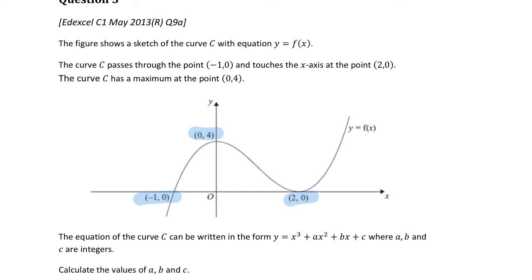And also, what's key is that it can be written in this form. Now, notice how the number in front of x cubed is 1. That's going to be really helpful for us. And a, b, and c are integers. So we need to know what integers means. That's our translation step. Integers equals whole numbers. They can be negatives, they can be positives.